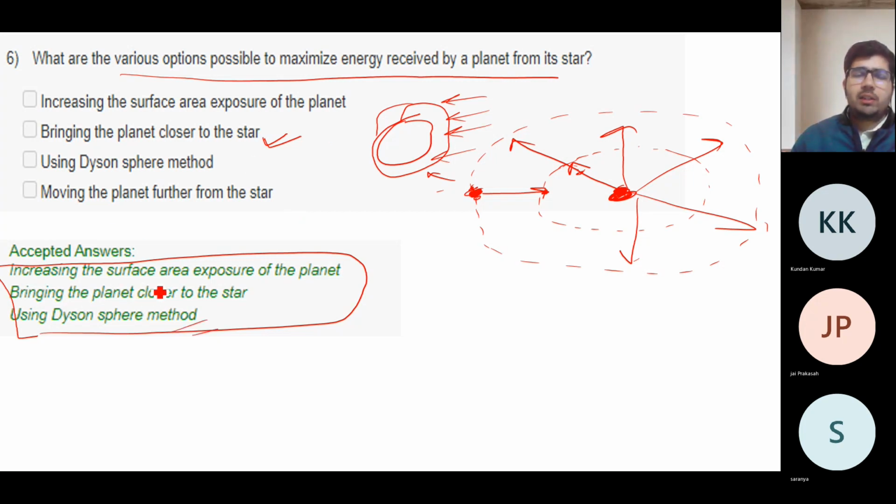Or the Dyson sphere method. The Dyson sphere method is also there, like we can do some imaginary sphere. We can put a blanket all over the Earth to receive the maximum energy. So you can also refer to the professor's notes for this Dyson sphere method.